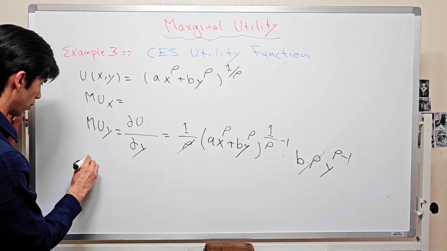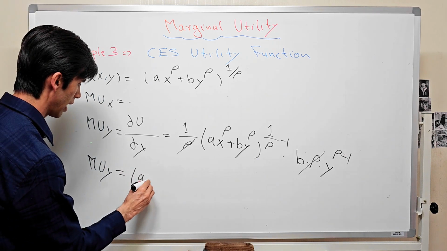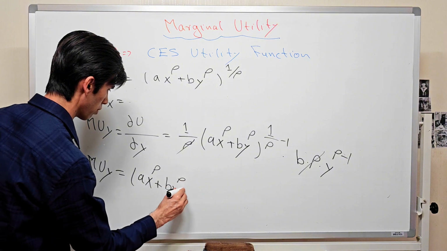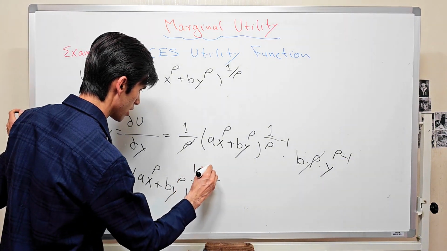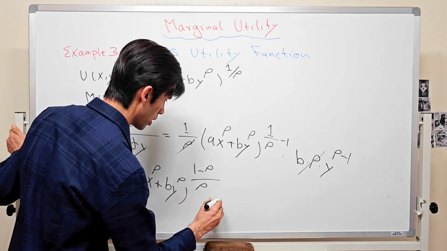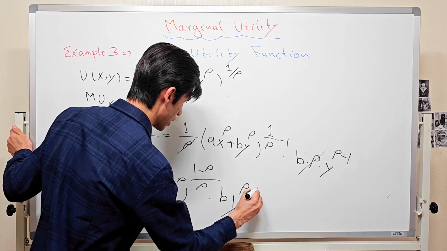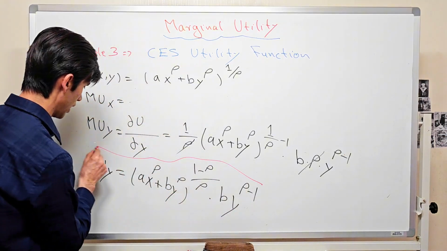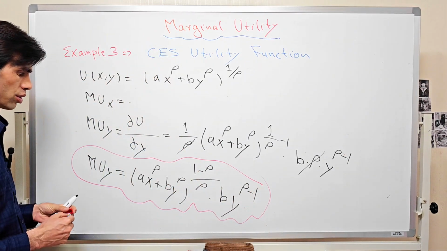We will have the marginal utility of y is equal to (ax^rho + by^rho) to the power of 1 minus rho over rho, multiplied by by^(rho minus 1). So this is the marginal utility of y in this general and typical CES utility function.